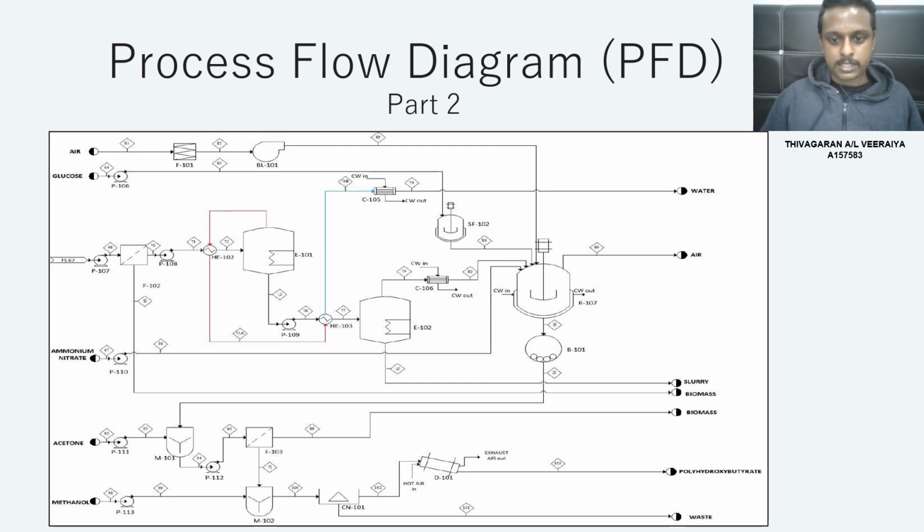Since the PHB is an intracellular product, a ball mill is used to crush the cells to release the PHB. After the PHB is released, it will be mixed with acetone to make it dissolve in the liquid, and then the solution will be filtered to remove the cell debris. After that, the liquid product will be mixed with methanol to make the PHB solid again, and will be centrifuged, and the solid will be dried in a dryer, and then we get almost pure polyhydroxybutyrate.